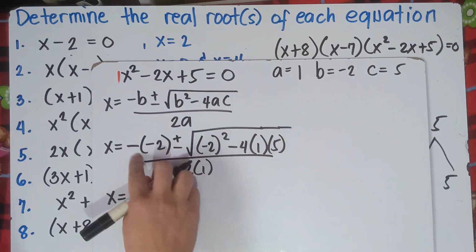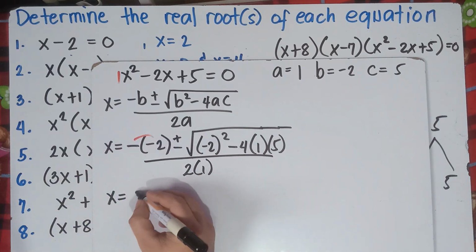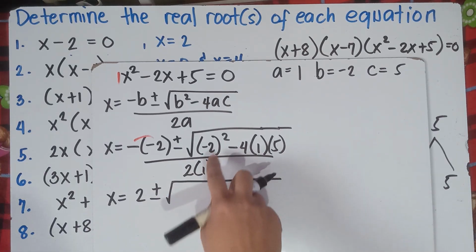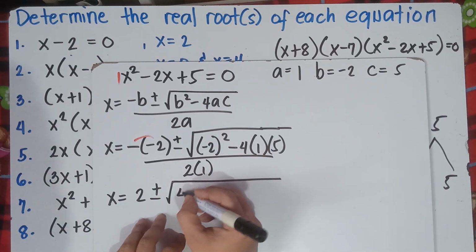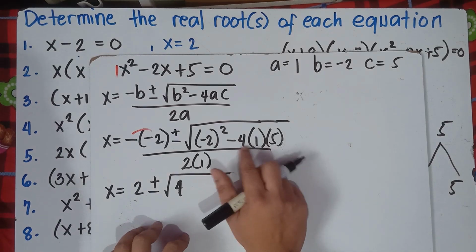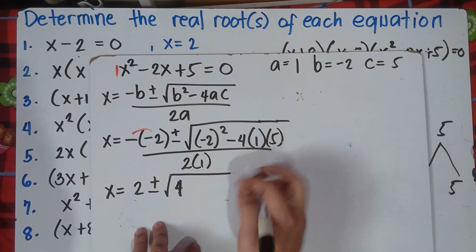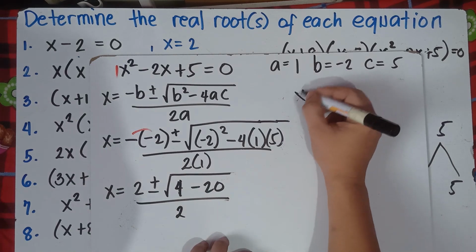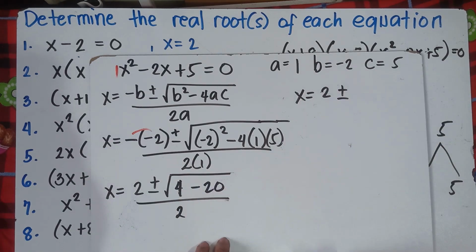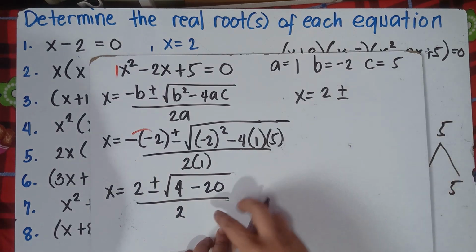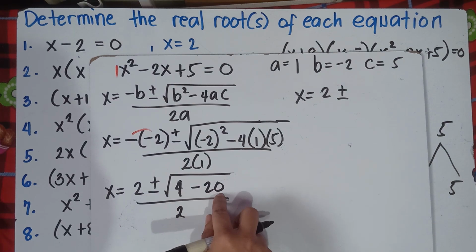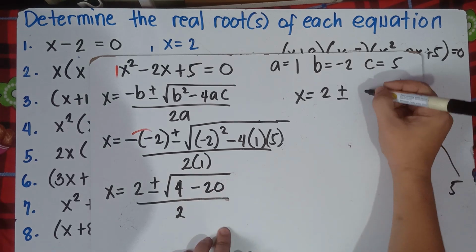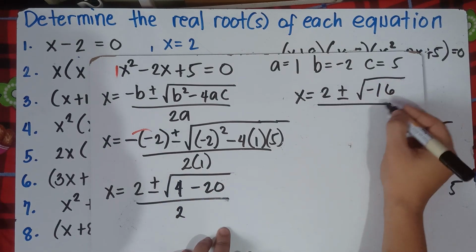So x equals, negative times negative 2 is positive 2, plus or minus the square root of negative 2 squared, which means negative 2 times negative 2, that's positive 4. Then negative 4 times 1 is negative 4, times 5 is negative 20, all over 2 times 1 is 2. So combine this: x equals 2 plus or minus the square root of 4 minus 20, class. That's negative 16. If the signs are not the same, positive 4 and negative 20, you subtract: 4 minus 20 is 16, and copy the sign of the larger number. So negative 16. Square root of negative 16 all over 2.